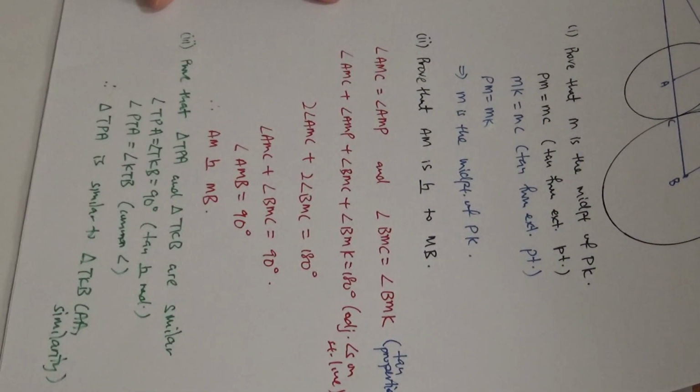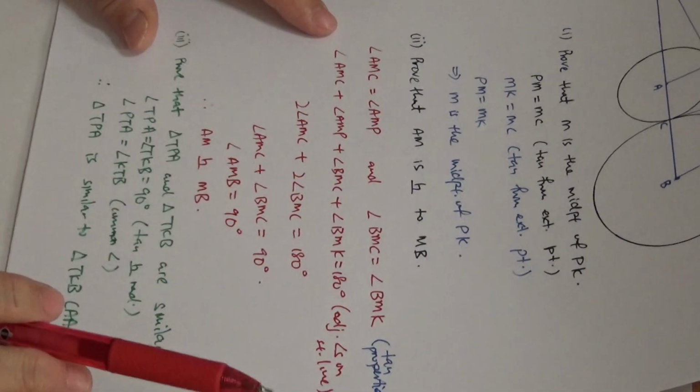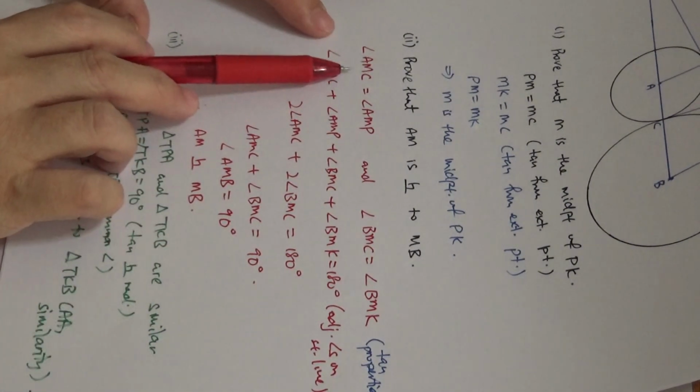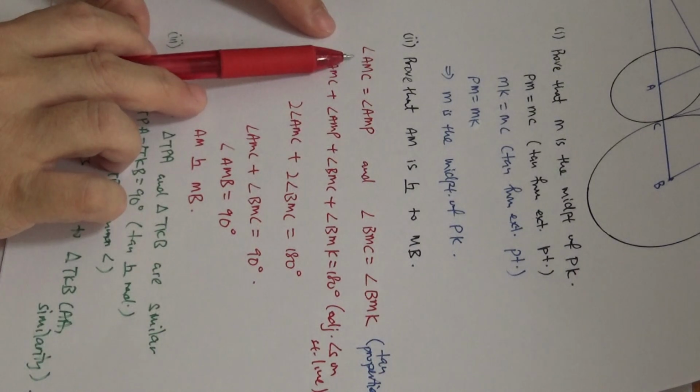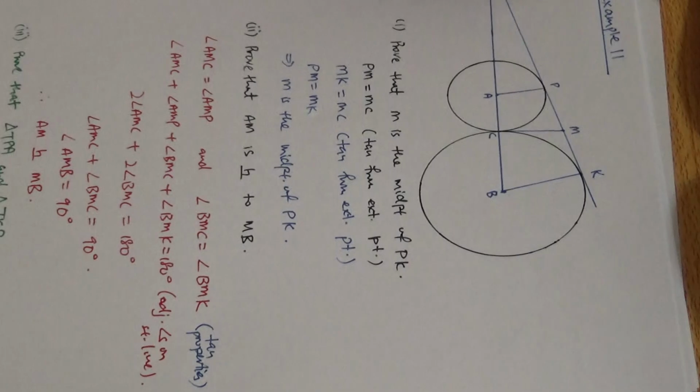Alright. Now, next, we are supposed to prove that AM is perpendicular to MB. Now, this is slightly more difficult. Now, we are supposed to draw, okay, two lines in order to get this done properly.